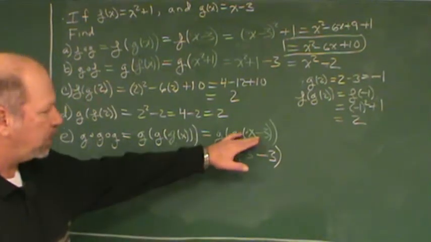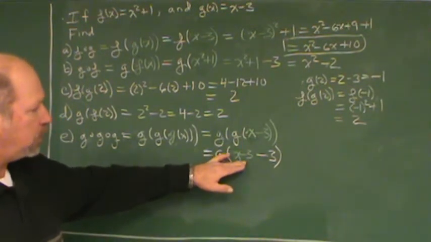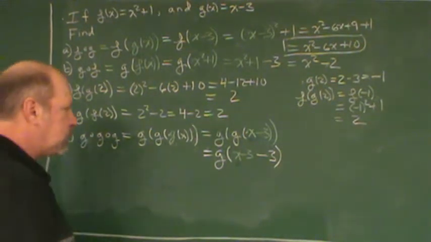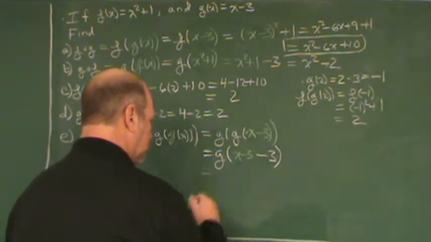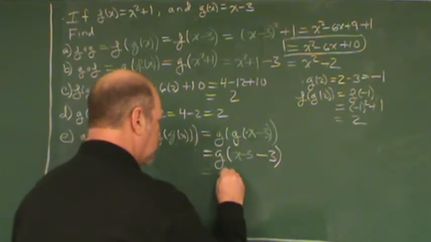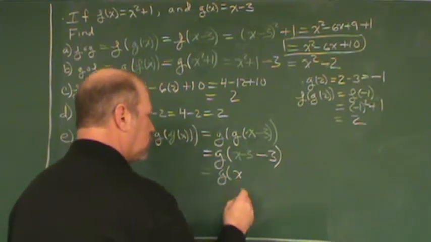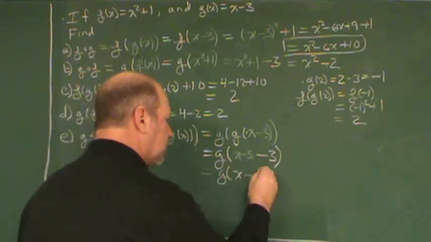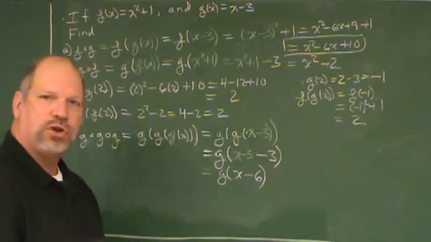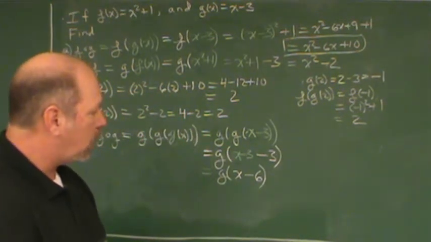Okay, the green x minus 3 and the green x minus 3 are the same. And we can simplify that. That turns into g of x, negative 3 minus 3 is negative 6. So that gives us g of x minus 6, all right?